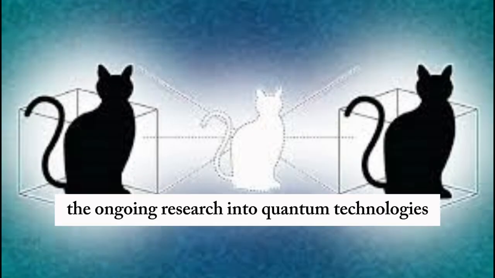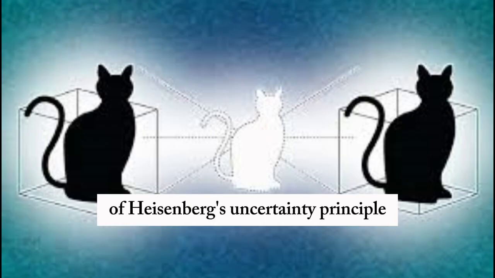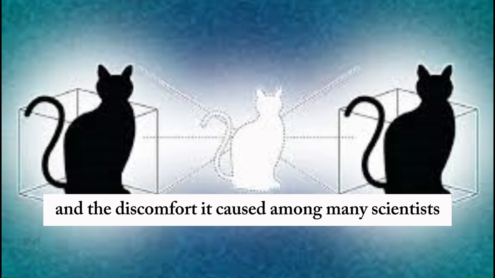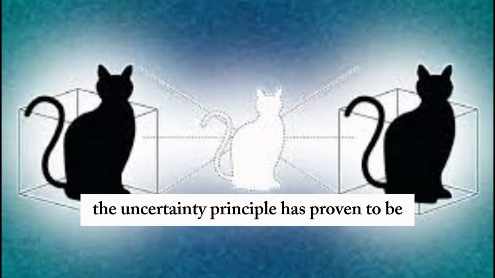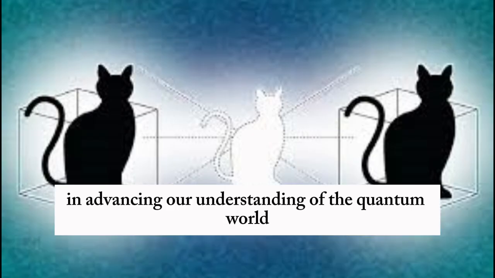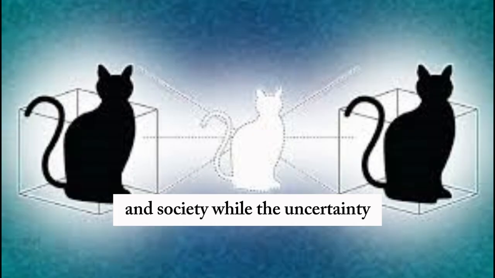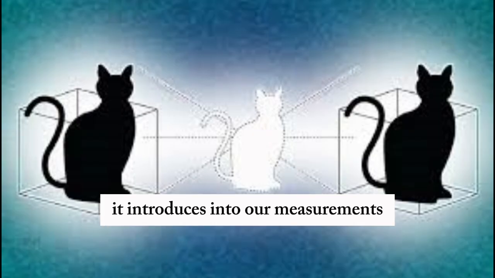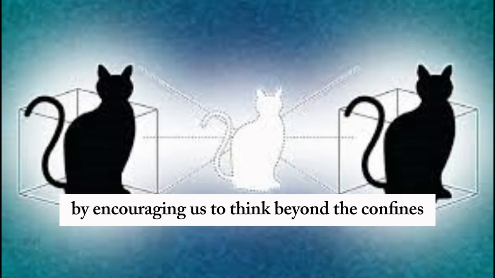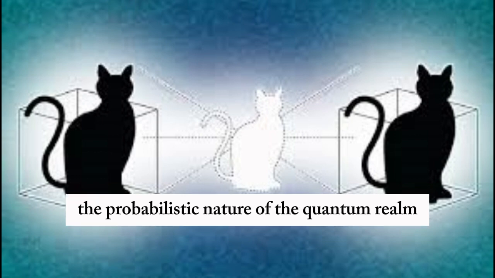The ongoing research into quantum technologies and their applications is a testament to the lasting impact of Heisenberg's uncertainty principle, despite its initial challenges to classical physics and the discomfort it caused among many scientists. The uncertainty principle has proven to be a valuable tool in advancing our understanding of the quantum world and developing technologies that are reshaping industries and society. While the uncertainty it introduces into our measurements may seem counterintuitive, it has also inspired innovation by encouraging us to think beyond the confines of classical determinism and embrace the probabilistic nature of the quantum realm.